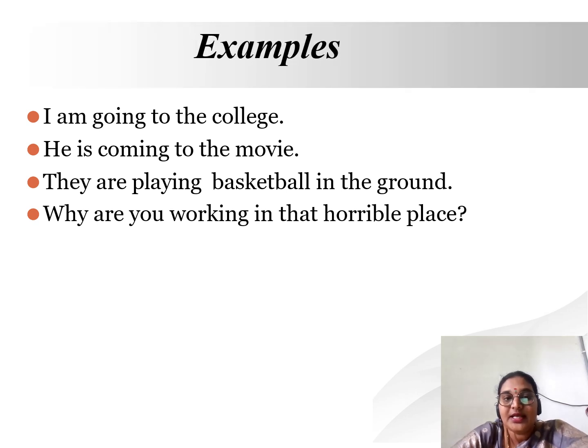So if you can see the examples, these are the examples. Like I am going to the college, he is coming to the movie, and they are playing basketball in the ground. And in the question forms like why are you working in the horrible place. So here for he or she or it, we take the help of is, and for we, you and they, we take the help of are, and for I we take the help of am.